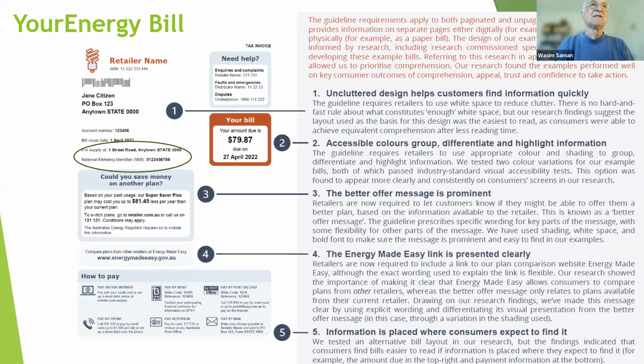The two items to highlight on the first page, and I'd appreciate you looking at yours and seeing if you can see it. One important first item is the one that I've circled on the left-hand side, which is what's called the National Metering Identifier, NMI, and this is your meter number. This is a unique number that you have.